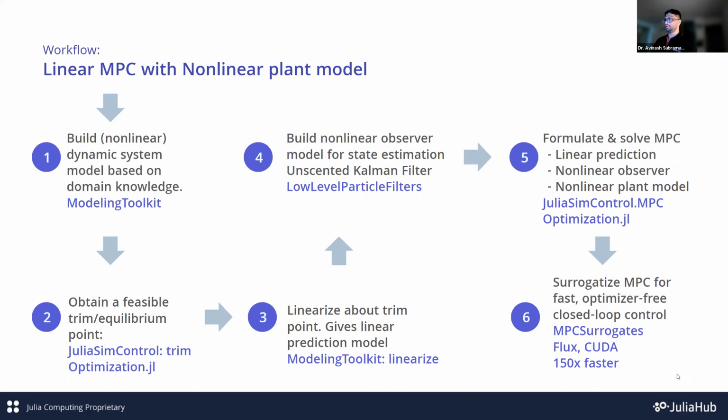So the sixth step is a new feature we're excited about. This is to surrogatize the MPC for fast optimizer-free closed loop control. And this is using the MPC surrogates tool. Since this trains a machine learning model to predict the control law, we commonly use the Flux toolkit, which is Julia's machine learning library. To train, we may also want to use a GPU through CUDA, and we'll see some cases in which surrogatizing gives something like 150 times speed up.